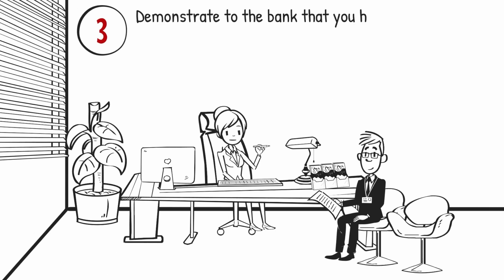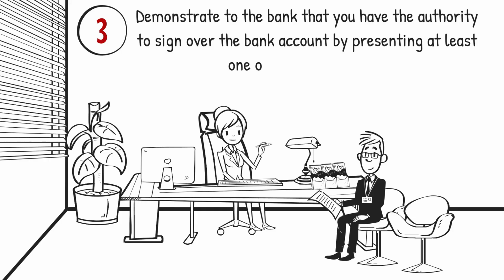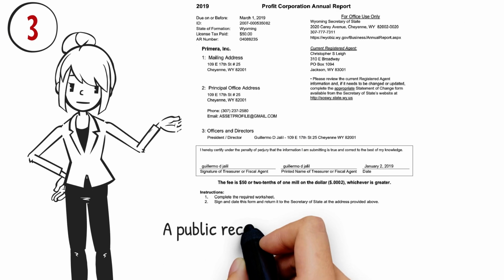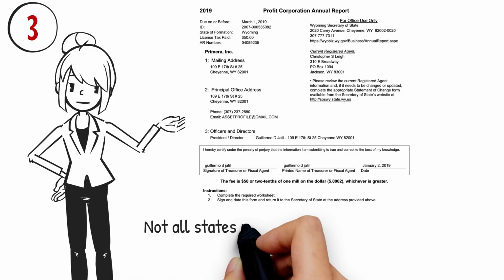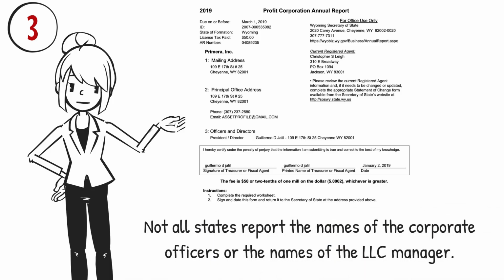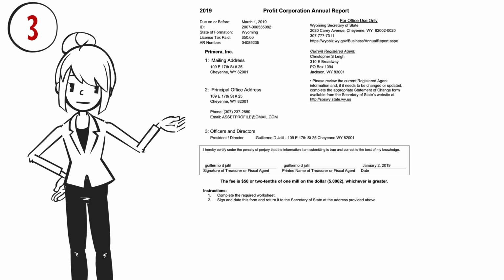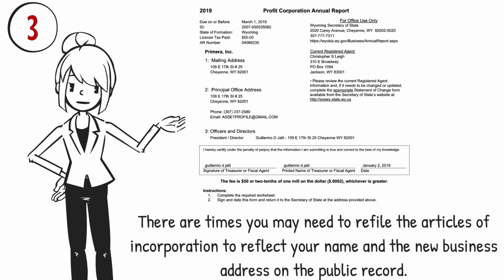3. Demonstrate to the bank that you have the authority to sign over the bank account by presenting at least one of these documents. A. A public record showing you're a corporate officer of the company. B. Not all states report the names of the corporate officers or the names of the LLC manager. You may need a signed statement from the incorporator that you're the new owner of the company. C. There are times you may need to refile the articles of incorporation to reflect your name and the new business address on the public record.